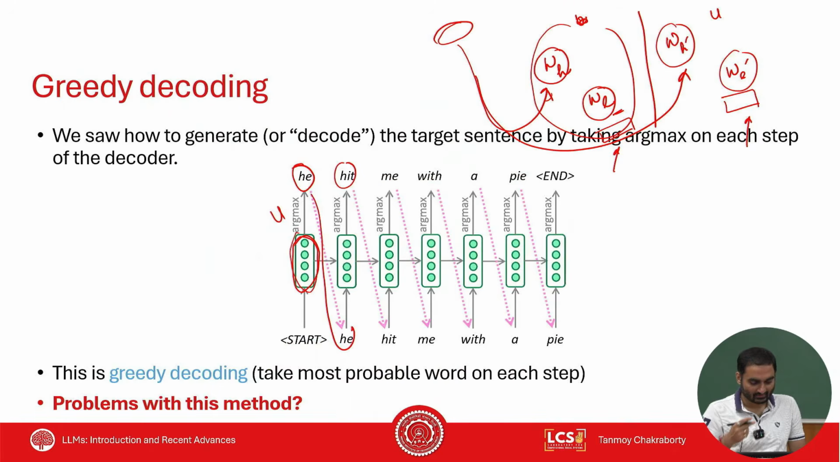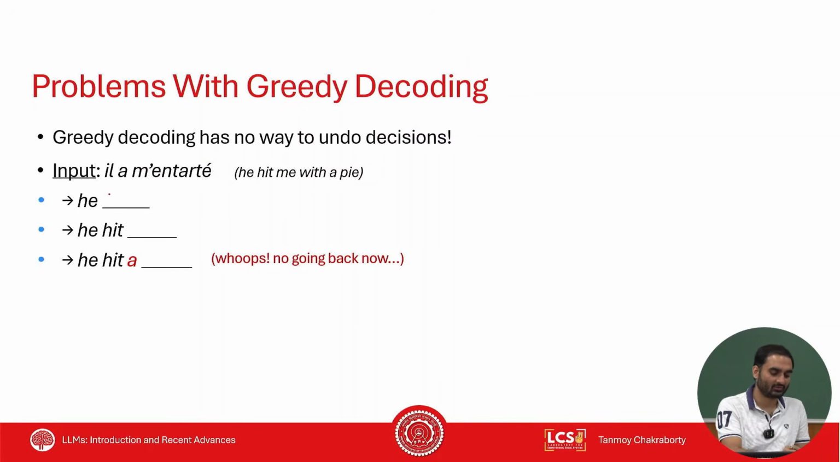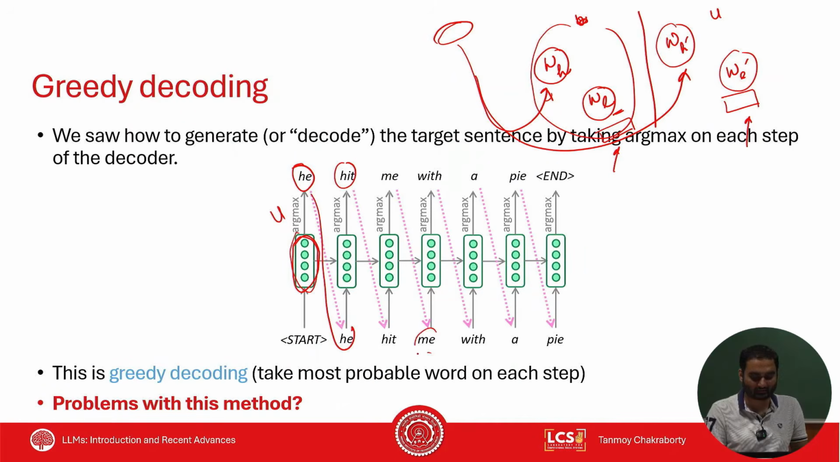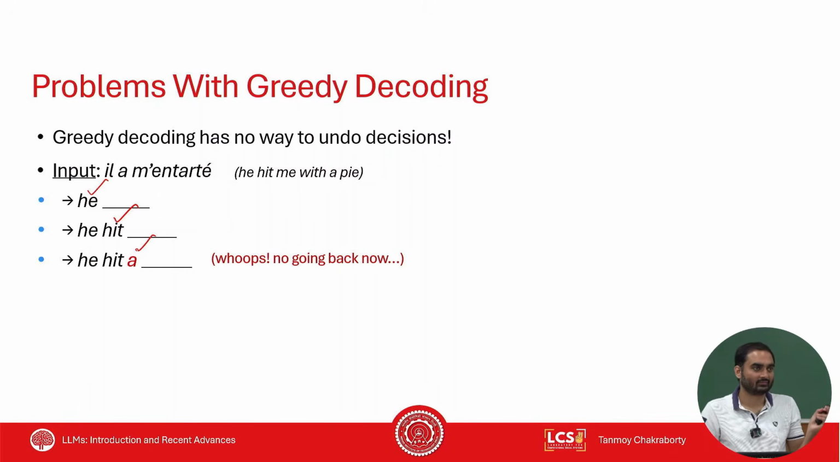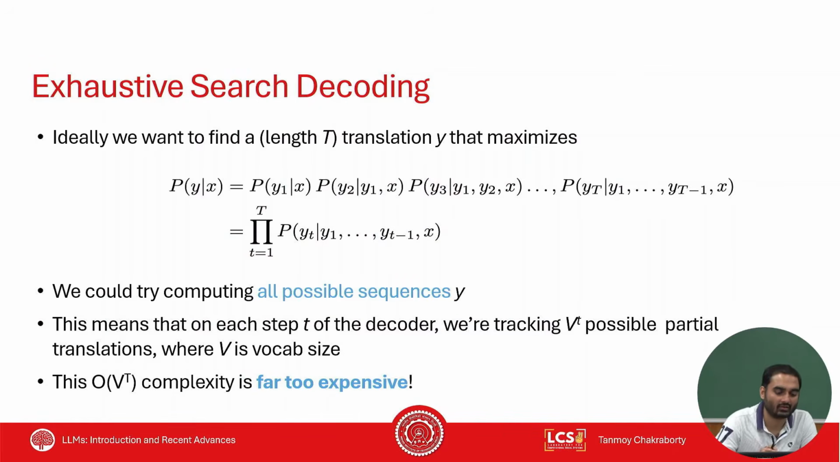Let's say you wanted to generate "he hit me with a pie", so you generated "he", and then you generated "hit", and suddenly you generated "a", but you should have generated "me", isn't it? You won't be able to backtrack because it has already been generated. The "a" will be fed to the next state, and in the next state something else will be generated. This is the problem with greedy decoding. Now tell me, how do you address this problem?